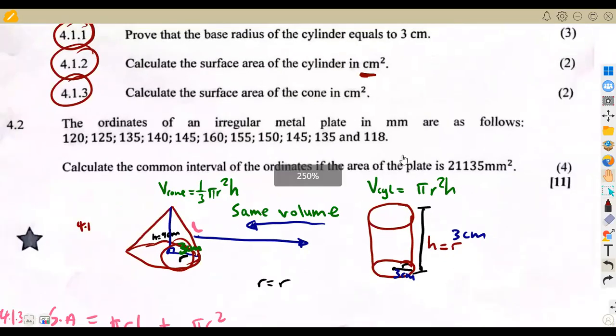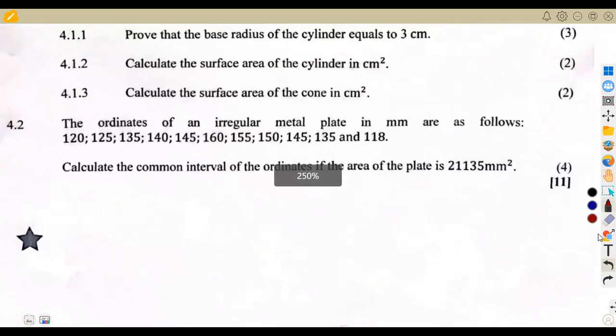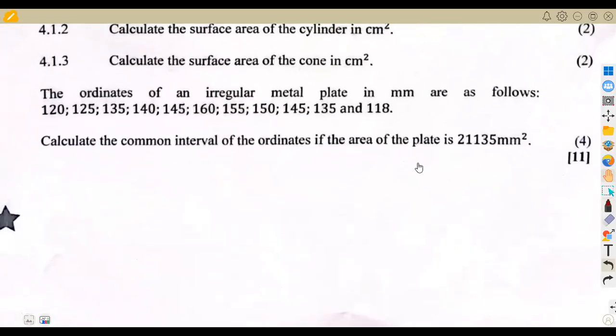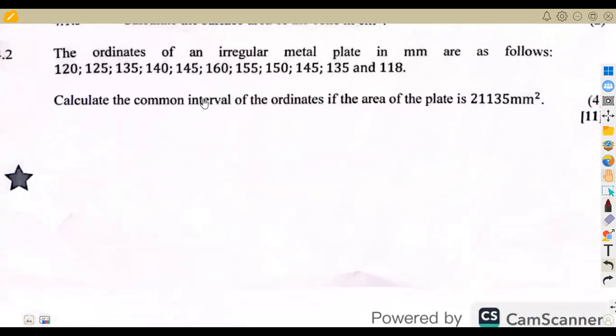So that was it. Then we move on to question 4.2, where they wanted us to also apply the area from our irregular shape. So we've got the coordinates of an irregular metal plate in millimeters as follows. So these are the ordinates. All right. So the question was, calculate the common interval of the ordinates if the area of the plate is given. These are in millimeters, and we're given the area in square millimeters. And what we wanted was the common interval, the difference between the ordinates.